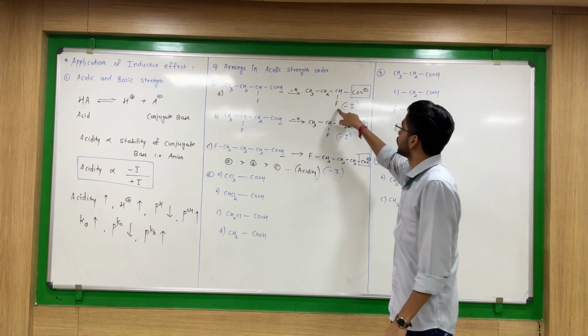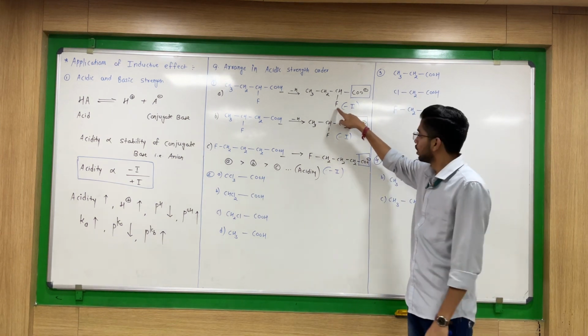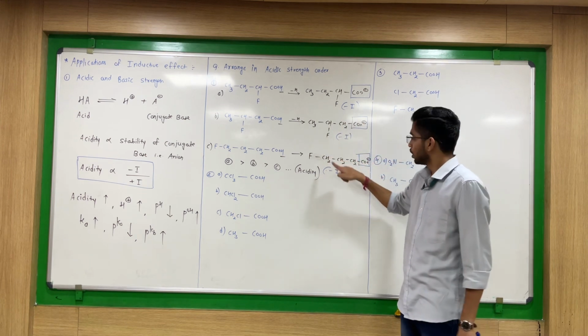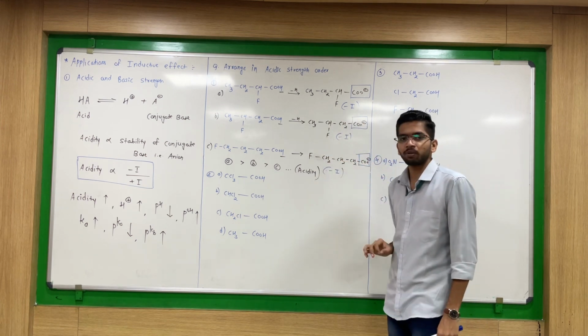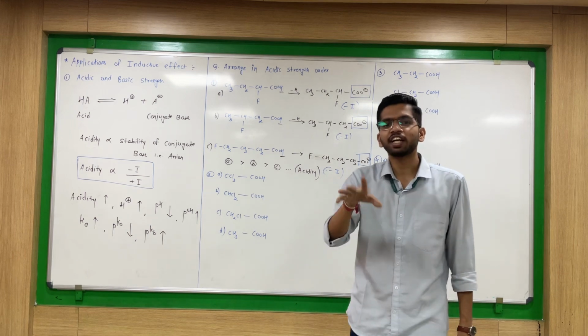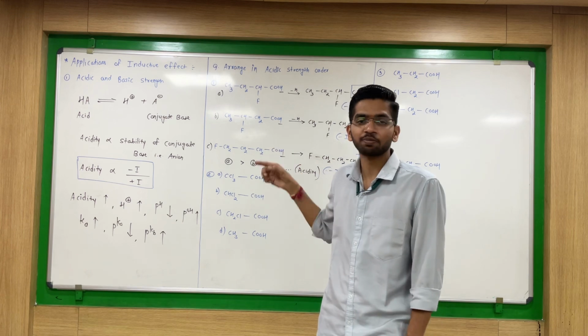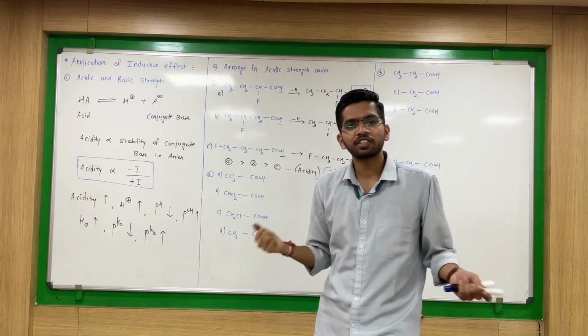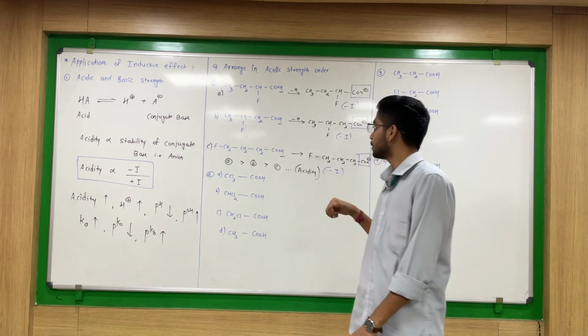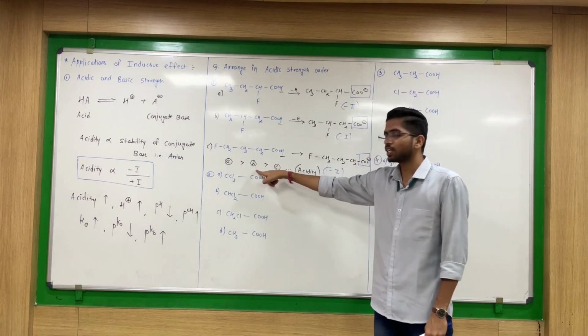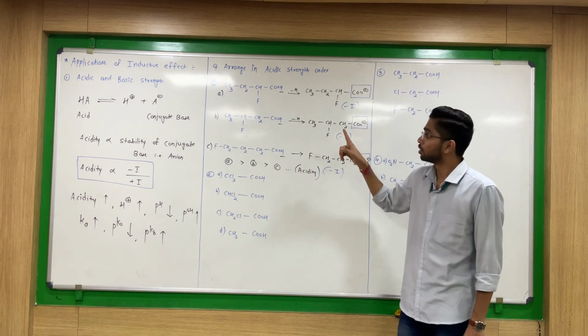Now here fluorine is present at second carbon. Here fluorine is present at third carbon. Here it is present at fourth carbon. And with distance we know that inductive effect decreases. Now if the minus inductive effect decreases, what will happen to the acidity? Acidity will also decrease. The same thing here. So A is more acidic than B, more acidic than C. This is the first example.